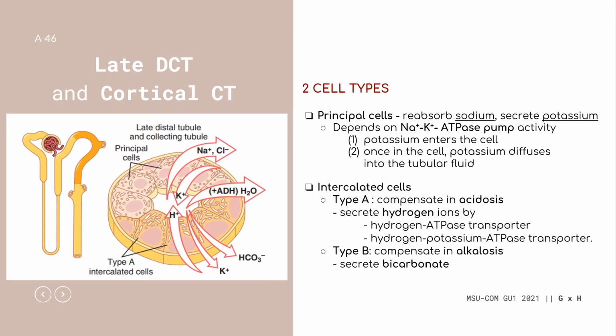Intercalated cells, on the other hand, are divided into type A and type B. Type A would secrete hydrogen ions by hydrogen ATPase and hydrogen-potassium ATPase transporters, while type B would rather secrete bicarbonate in exchange for hydrogen ions.